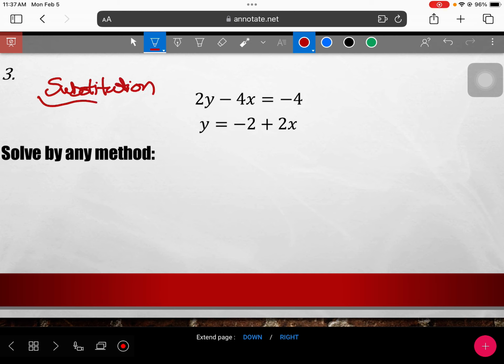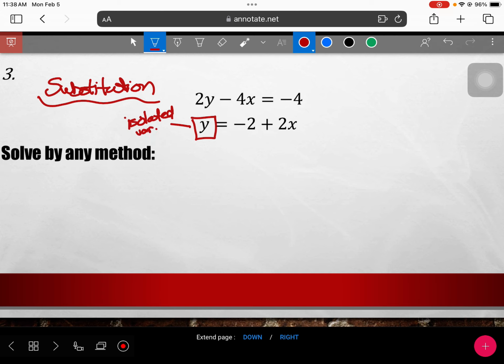And why did he pick that? How do we know that? Why substitution here? We could do elimination. We could multiply by -2y, right? But you have the y isolated. So where you have one of the variables isolated, usually you want to go to substitution.